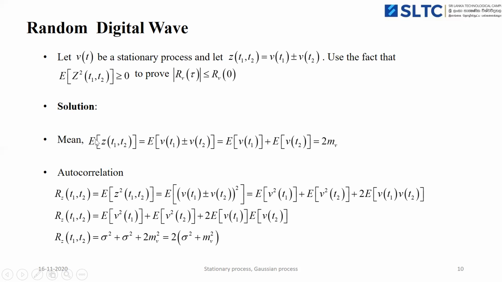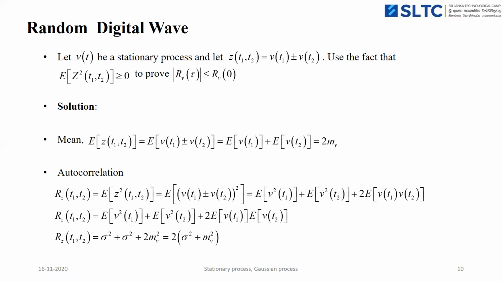Now we can find the mean value for the given random process. Actually, this is the sum of two random processes, Z, at times t1 and t2. So take the expectation of the given random process. We have to substitute the Z function, that is V of t1 plus V of t2. Because the random processes V of t1 and V of t2 are added together, we have to apply the expectation separately. So we can rewrite this equation as expectation of V of t1 plus expectation of V of t2.